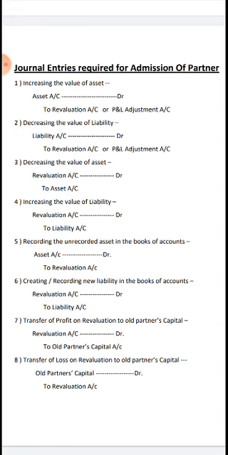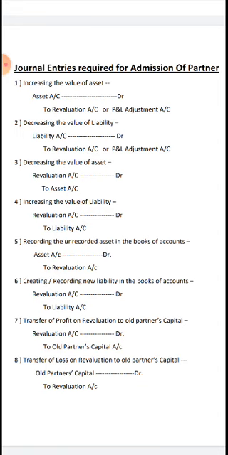Increasing the value of asset means the value of asset gets increased. As you know, asset accounts are real accounts, and an asset has a debit balance. The transaction says there is an increase in the value of asset, so the debit balance should increase. So here I am giving asset account debit to revaluation account. Whatever changes are done in the valuation of asset should be recorded to revaluation. So asset account debit to revaluation account, or you can write profit and loss adjustment account, whichever is comfortable to you.